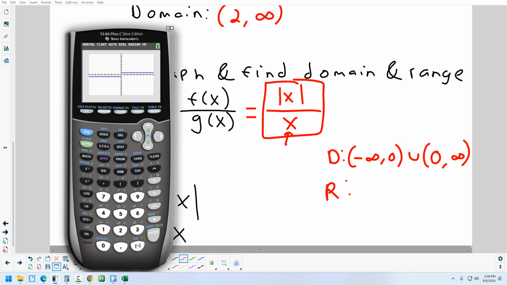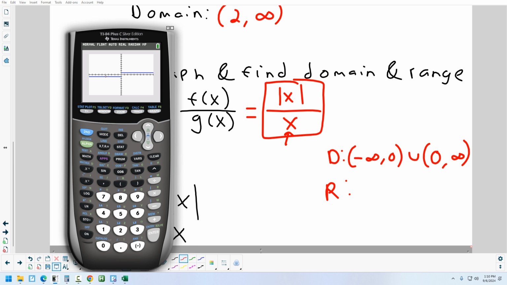Right. And if you plug a number in for x, like let's say you plug in 5, what's the absolute value of 5? 5. And what's 5 divided by 5? 1. No matter what positive number you plug in, you're always going to get 1 as the answer. Now, try a negative number. What's the absolute value of negative 2? 2. What's 2 divided by negative 2? Negative 1. So any negative number you plug in comes out to negative 1.